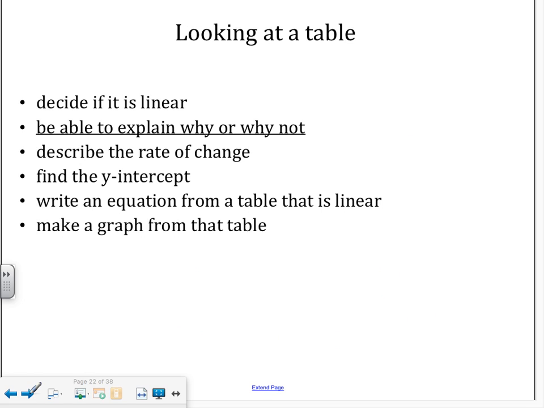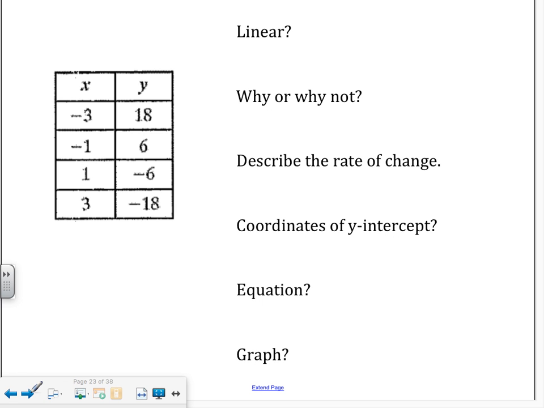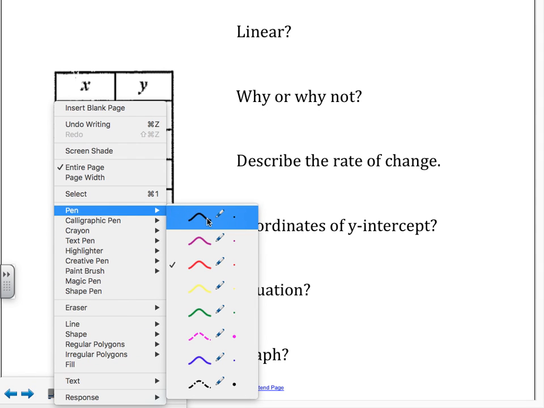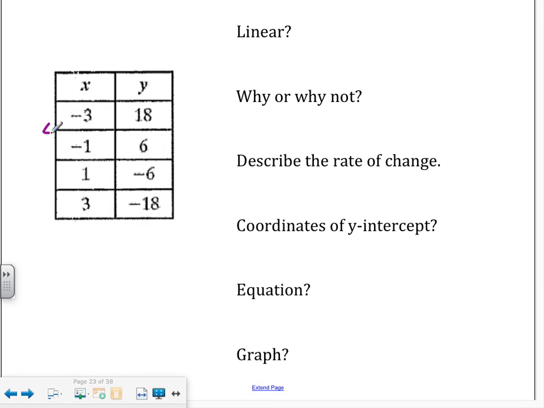Alright, so looking at a table, you need to be able to look at a table, decide if it's linear, be able to explain why or why not, describe the rate of change, find the y-intercept, write an equation from a table that is linear, and be able to make and recognize a graph from that table. So looking at an example, right, so x, how are the values changing? Well, we can look at the difference in the rows. So here we have a +2.